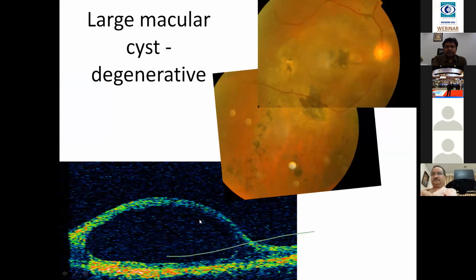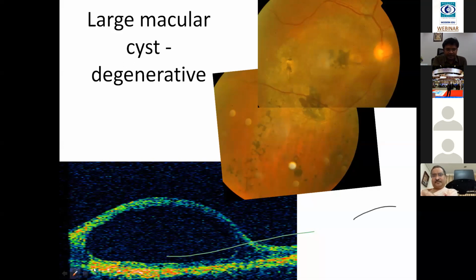And some of the times when we see chronic patients of CSR, we see a clinical picture like this, where there is a lot of retinal atrophy. You have pigment patches. This is a chronic CSR. And if you do an OCT, you may find a large cystic space like this. It may look like it warrants immediate treatment. Actually, this is a degenerative cyst.